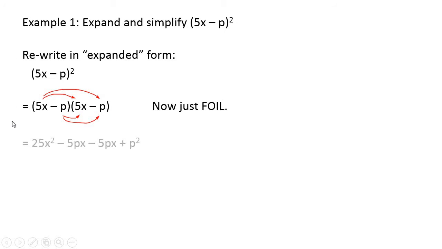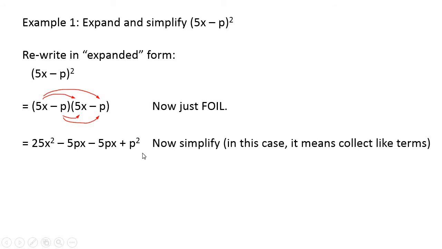and you'll get 5x times 5x is 25x². 5x times minus p is minus 5px. Minus p times 5x is minus 5px, and minus p times minus p is p². Now simplify. In this case, it just means to collect the like terms. The similar terms here are just the middle terms. Minus 5px twice is negative 10px. Px makes those like terms.